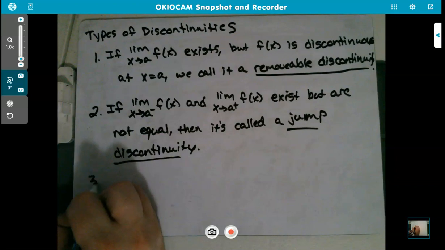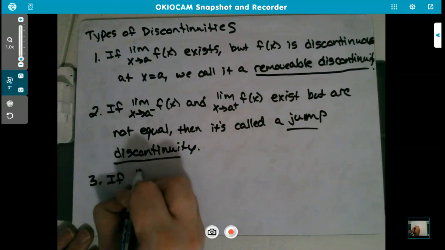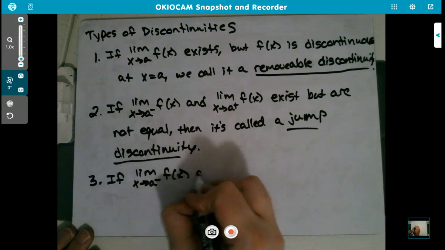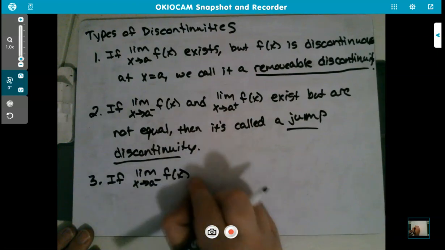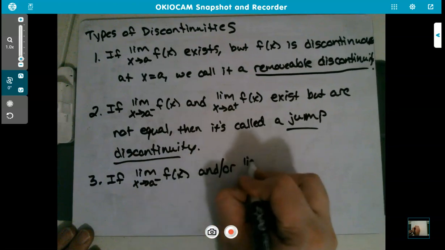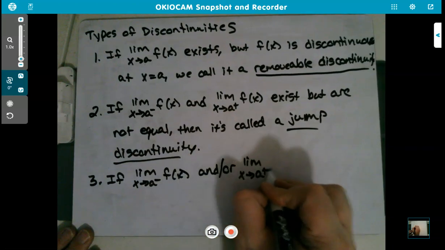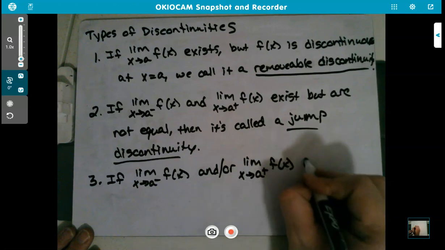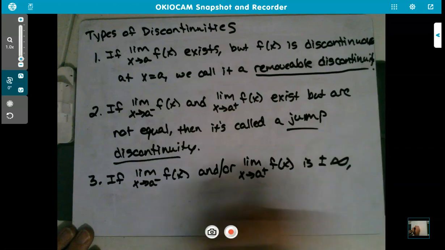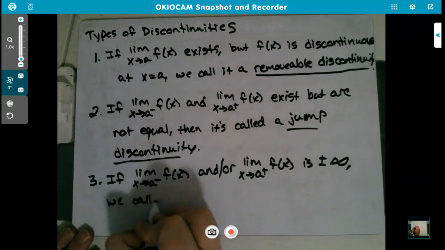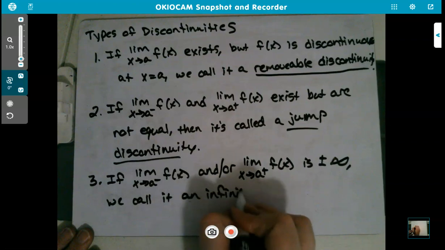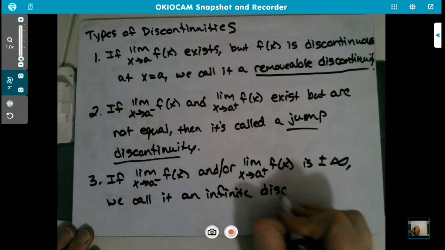And then the last one is if the limit as x approaches a from the left of f of x, and/or, because they could both, the limit as x approaches a from the right of f of x is positive or negative infinity, we call it an infinite discontinuity.